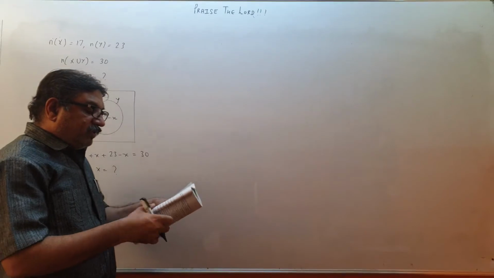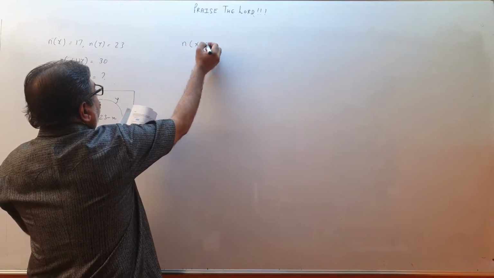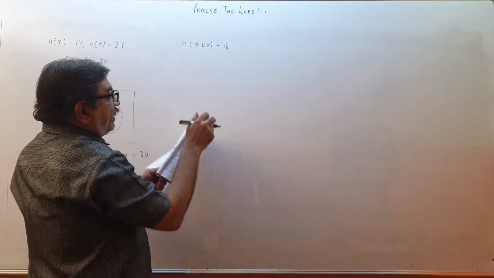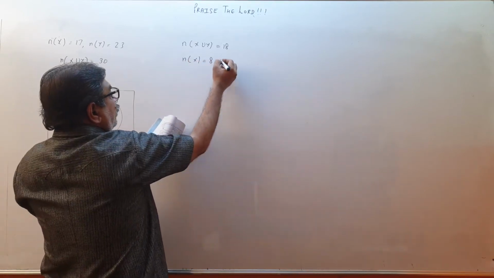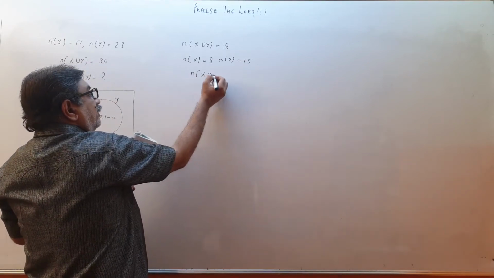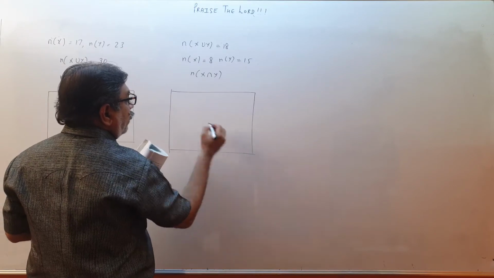X and Y are two sets such that X union Y has 18 elements. Number of elements in X union Y, that is 18. X has 8 elements. Y has 15 elements. What is the number of elements in X intersection Y? Children, very easy. Yes?